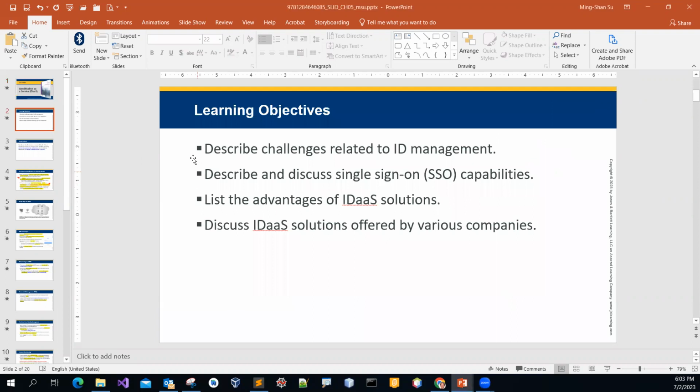And then here is the list of objectives. So at the end of this chapter, we should be able to describe challenges related to ID management. ID stands for identification. And to describe and discuss single sign-on, short for SSO, capabilities, and to list the advantages of identification as a service solutions, to discuss IDaaS solutions offered by various companies.